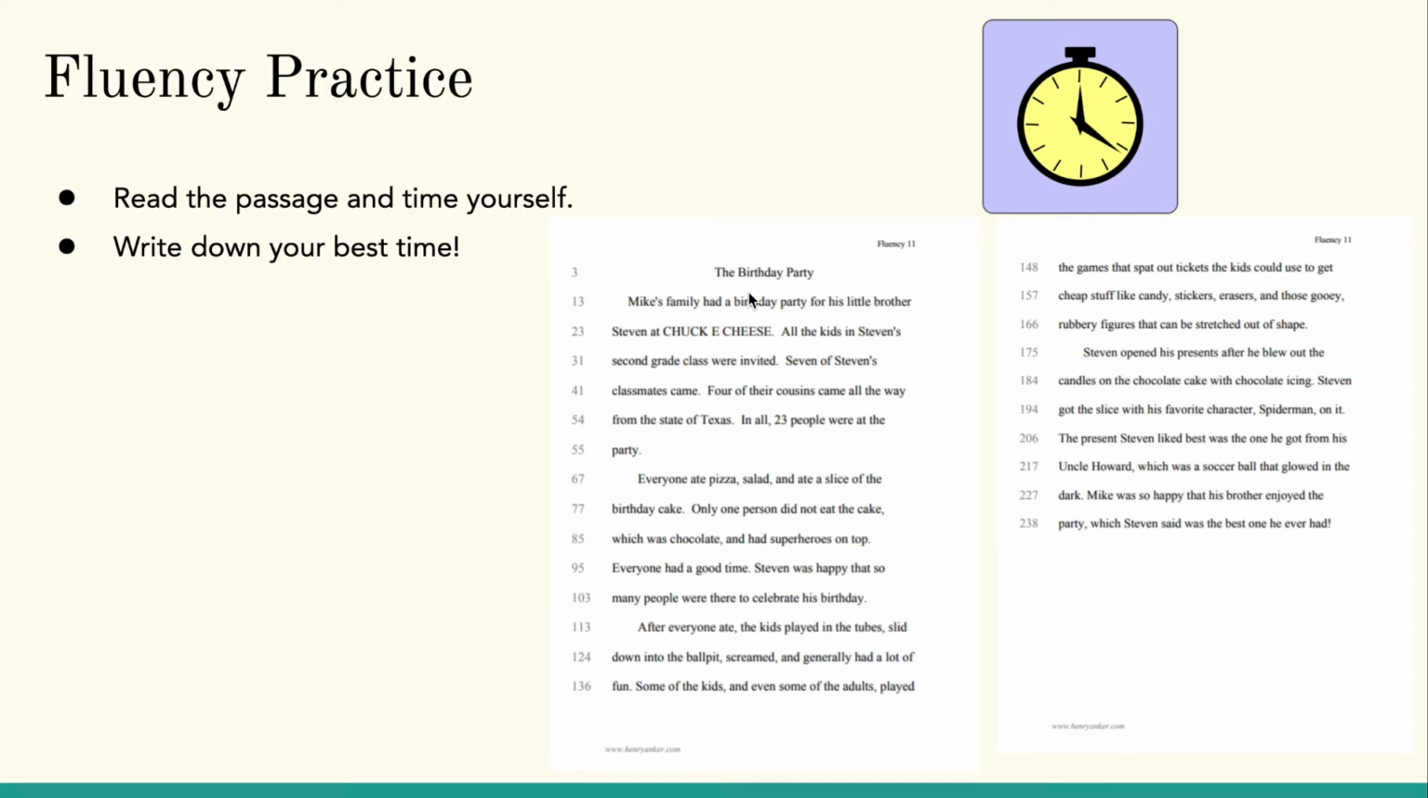So now that we know that we're at a birthday party, then we got to think of our character. So we have Mike's little brother named Steven who's having a party at Chuck E. Cheese. Is Steven dealing with any sort of problem, or is he motivated to do something? Based on the story that we read, we know that he's having a birthday party and he's motivated to enjoy his time and celebrate his birthday.